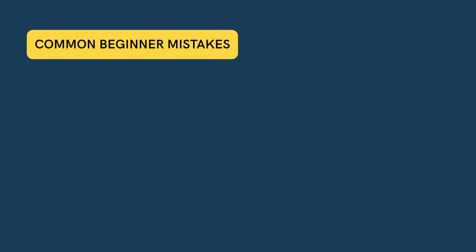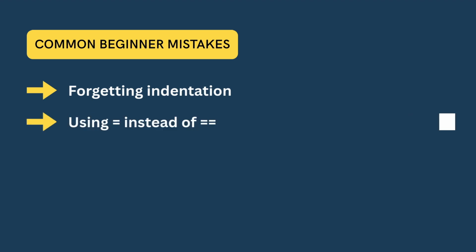Now let's see common beginner mistakes. The first one is forgetting indentation. Python uses indentation to understand which lines belong to an if, elif, or else block. If indentation is missing or incorrect, Python cannot understand the structure and throws an error. Next, using equal to instead of double equal to. Equal to is used to assign a value to a variable. Double equal to is used to compare two values. Using equal to inside an if condition is a common beginner mistake and will cause an error.